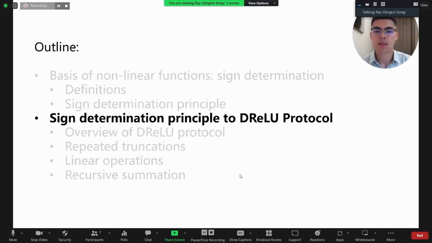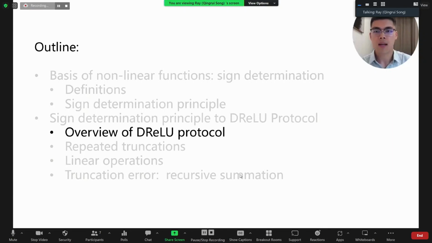Now that we have this sign determination principle, we can start building a practical three-party DReLU protocol. Our main challenge is how to securely obtain the target value in a private computing setting.